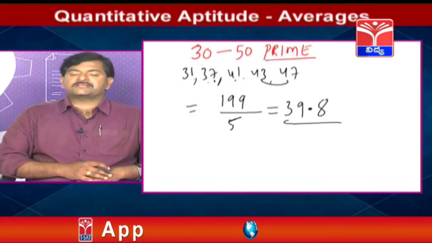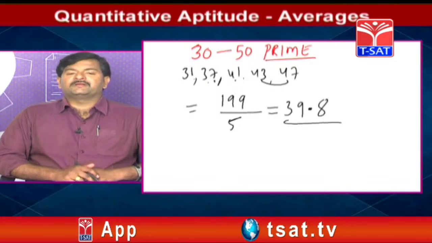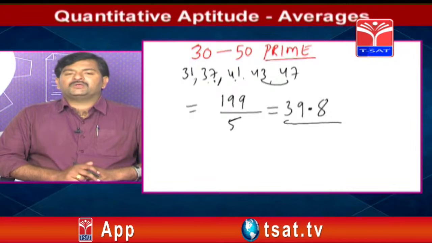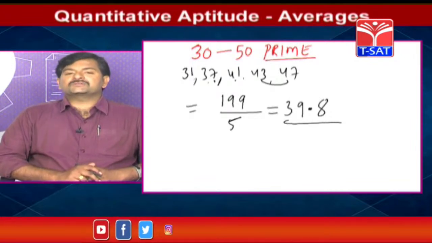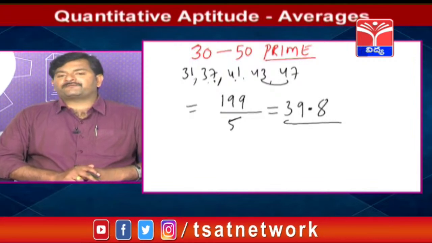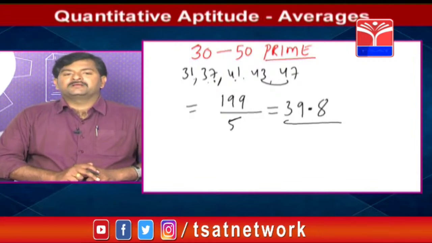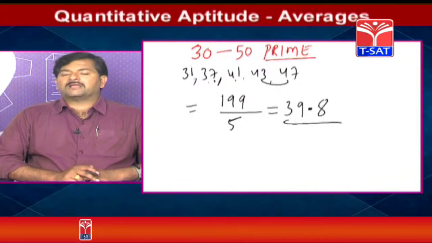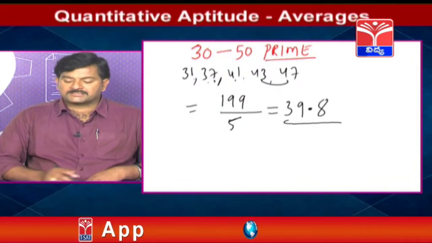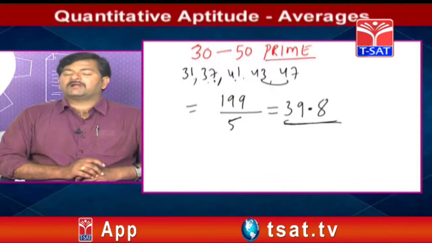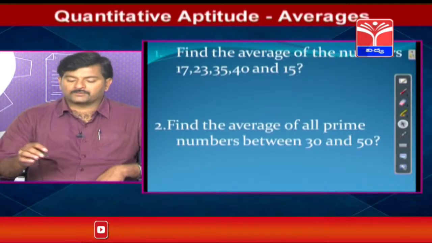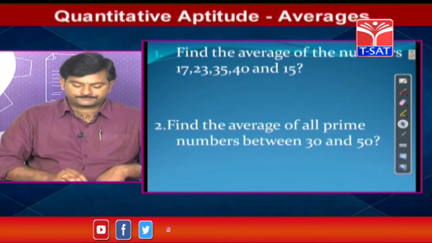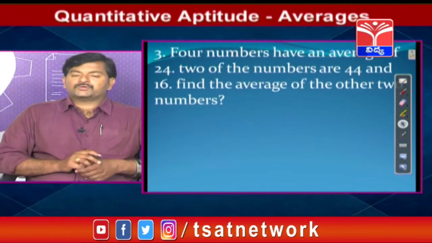Hence the average of all prime numbers between 30 and 50. You can use the words between 30 and 50, or from 30 to 50; anyhow there is no change in the prime numbers. I hope you understood. Hence the answer for question number 2 is 39.8. Now we'll move on to question number 3.